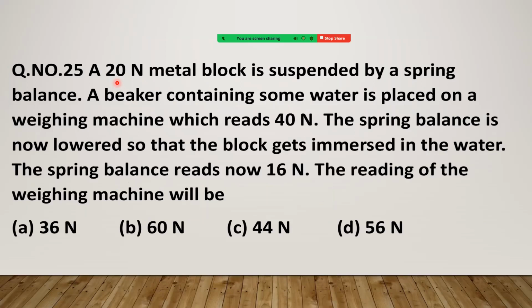A 20 newton metal block is suspended by a spring balance. A beaker containing some water is placed on a weighing machine which reads 40 newton. The spring balance is now lowered so that the block gets immersed in the water. The spring balance now reads 16 newton. The reading of the weighing machine will be? Let us see how to start.